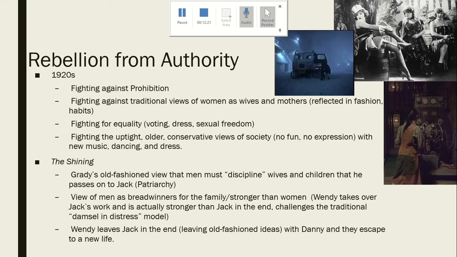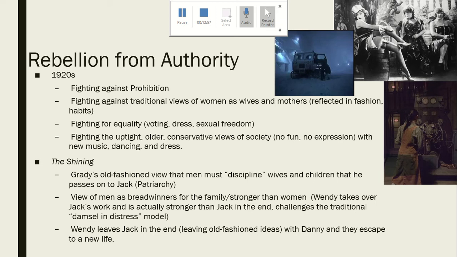And in general, people fought the uptight, older, conservative ways of society with new music, which is why the 20s is called the Jazz Age, and dancing and new dress in which they could express themselves. So it was really, truly a cultural and social revolution in a way. People were trying to be less uptight and keeping to themselves. They were trying to be more open and expressive, and they were trying to come in with new ideas, and there was a big fight back and forth between the conservatives of the time and the new people, the younger, most stereotypically the younger generation, who wanted things to be different.